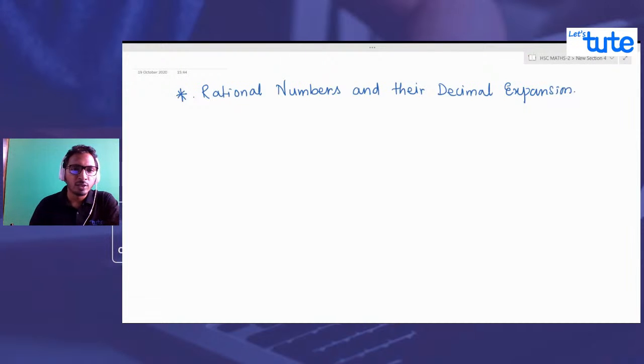Hello everyone. Today we're going to learn rational numbers and their decimal expansions. So we have rational numbers, and there are two types of rational numbers. Generally we write rational numbers as a ratio of two integers, right? P by Q, where Q is not equal to 0.